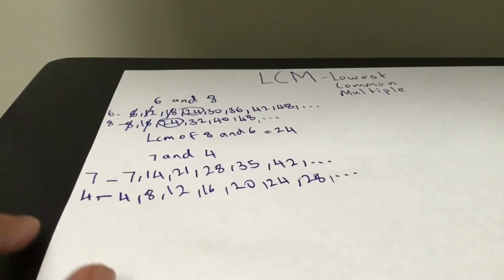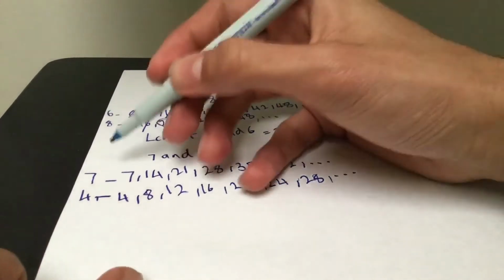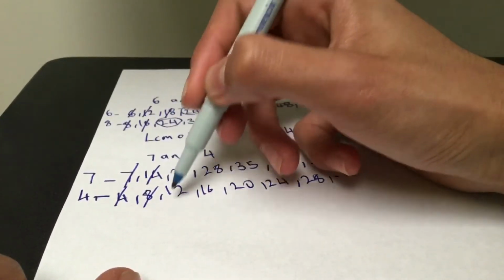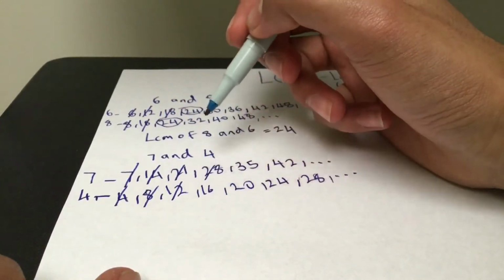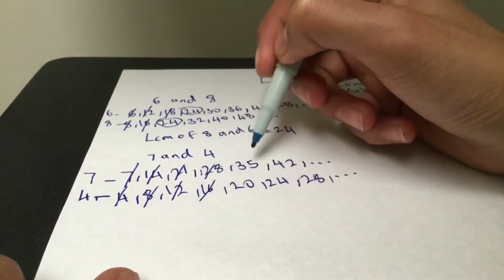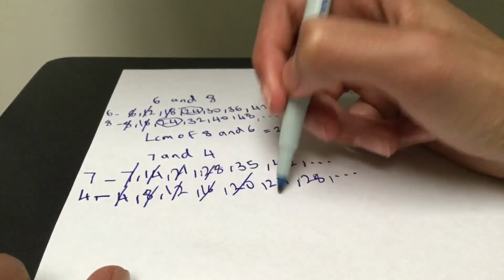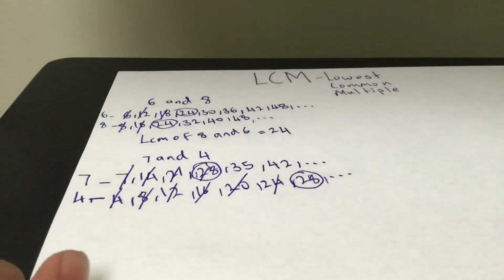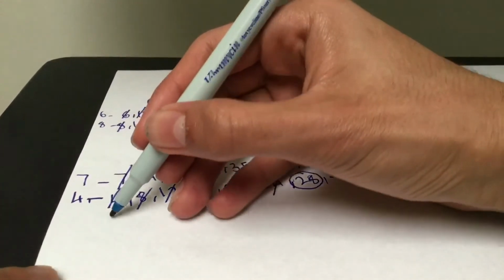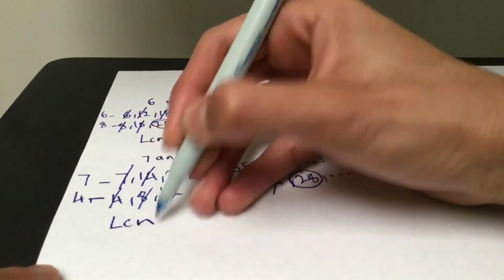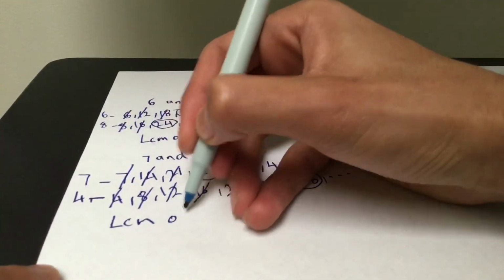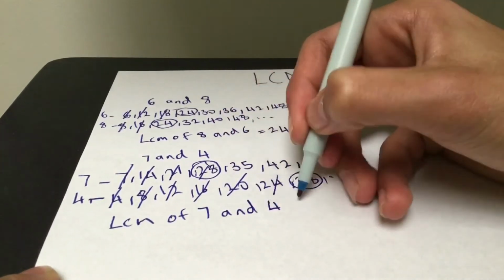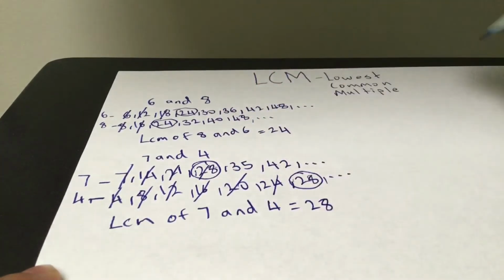Okay, so now we cross out what's non-common. 7 is not, 4, 14, 8, 21, 12 are not, 28 is common, 16, 20, 24 are not. So now 28 is in common for 7 and 4, and it's the lowest common multiple. So that is our lowest common multiple. So LCM of 7 and 4 equals 28.